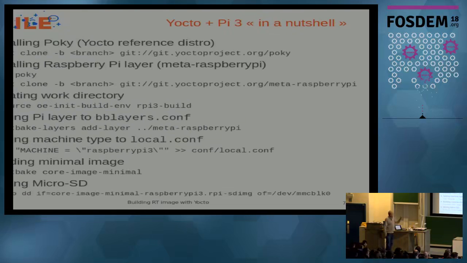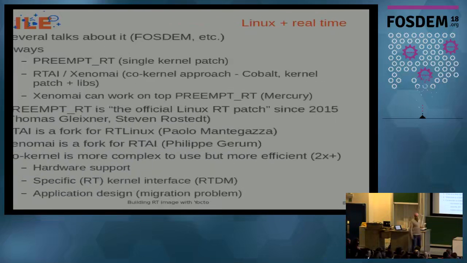So if you want to compile Yocto for the Pi 3, for example, you get the Poky distribution. Actually, it's Yocto with Open Embedded, etc. You can get the meta-raspberrypi layer. You create a build directory, you add the meta-raspberrypi layer, you define the machine, and then you build a simple image, which is called core-image-minimal. And you create a micro SD, and so you have Yocto running on the board. It's quite simple.